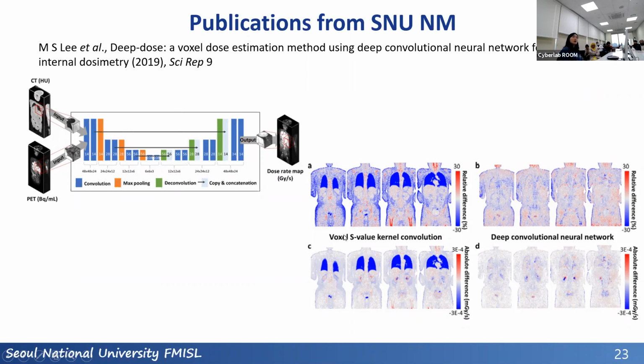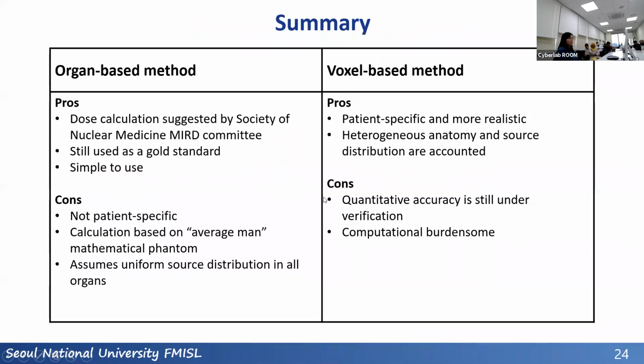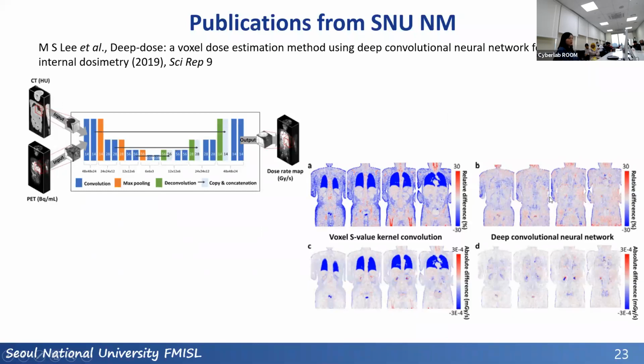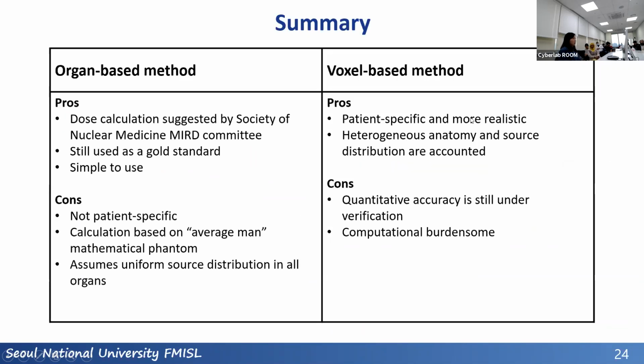So this is the result, and I think these are the PET and CT images, and this is based on the deep convolutional neural network. There was a very significant difference in the lungs, but with deep learning she could reduce the difference very significantly here. So these were the examples of voxel-based methods.